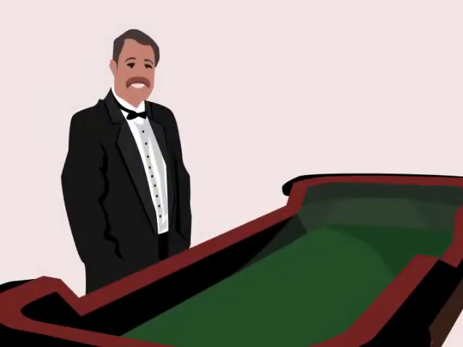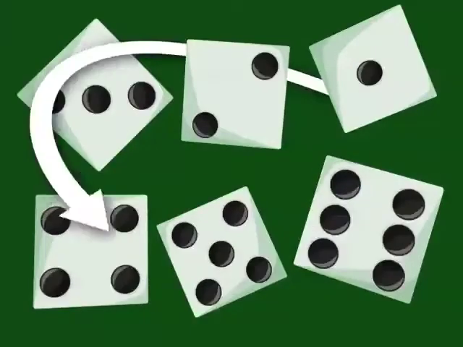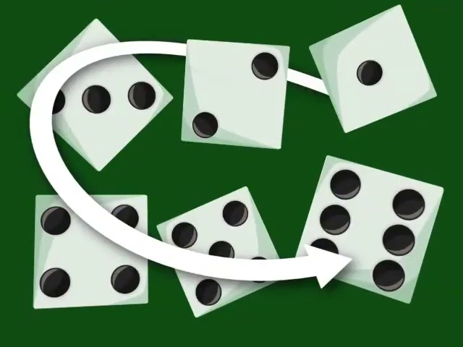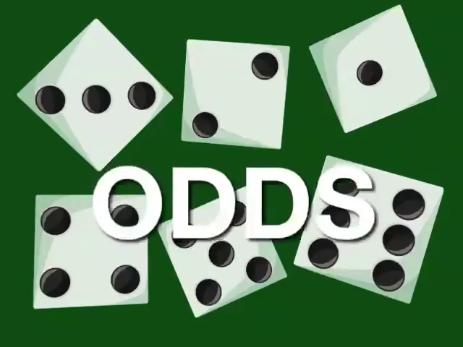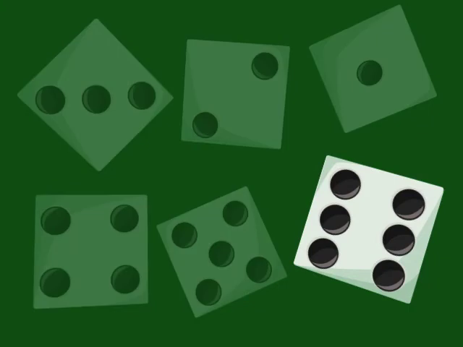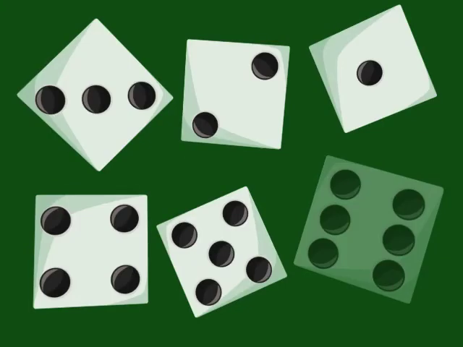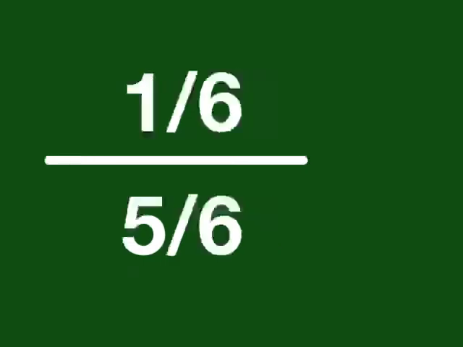When you roll a single die, the chance of rolling a 6 would be 1 in 6, because there are 6 possible sides, only one of which is a 6. To find the odds of rolling a 6, however, you take the chance of rolling a 6 and divide it by the chance of not rolling a 6. 1 over 6 divided by 5 over 6 equals 1 over 5.